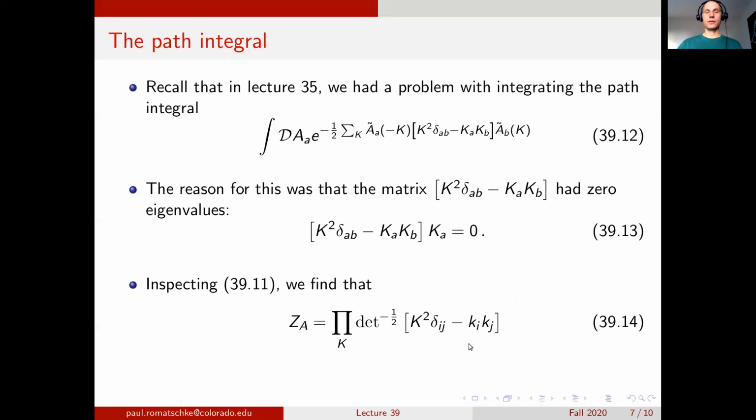Now let's inspect the result that we had on the previous slide, equation 39.11. The corresponding determinant that we have in the expression for ZA is capital K squared delta ij minus ki kj, where i and j are the spatial parts of the 4-vector, and K squared is the Euclidean form momentum. So it contains the spatial as well as the time-like parts. So the question that comes to mind is whether this expression has a similar problem as the expression we had in lecture 35, and whether the temporal axial gauge, if I send psi to 0, is not a valid or useful way to get to a result.